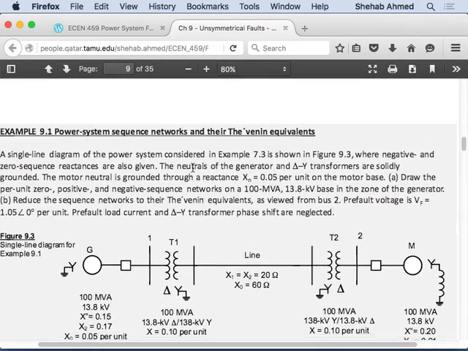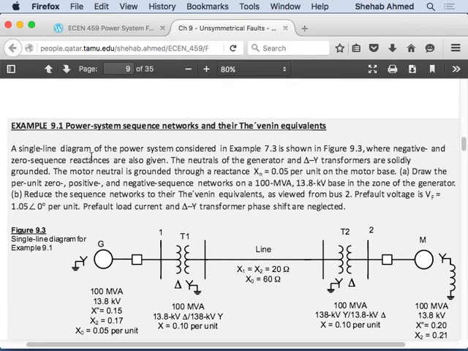Here, this is an example. I think they're going to ask you to do what? They will ask you, if you have a single line diagram of a power system where negative and zero sequence reactances are also given. So they're giving you the X double prime, the subtransient impedance, right? Remember we said the positive sequence impedance can take on three values. So they may not tell you positive sequence impedance. They will tell you subtransient or transient or steady state synchronous impedance.